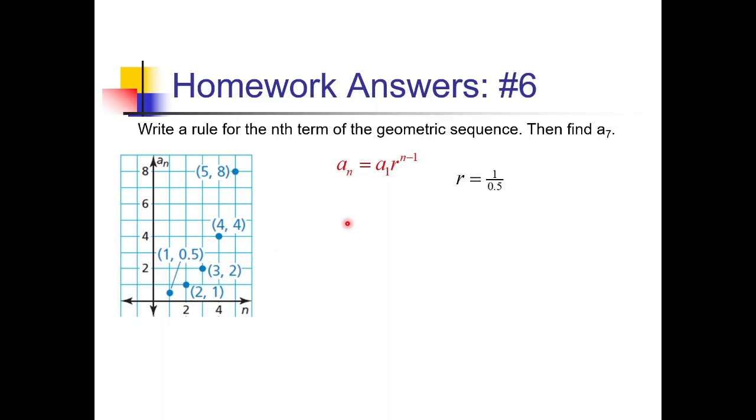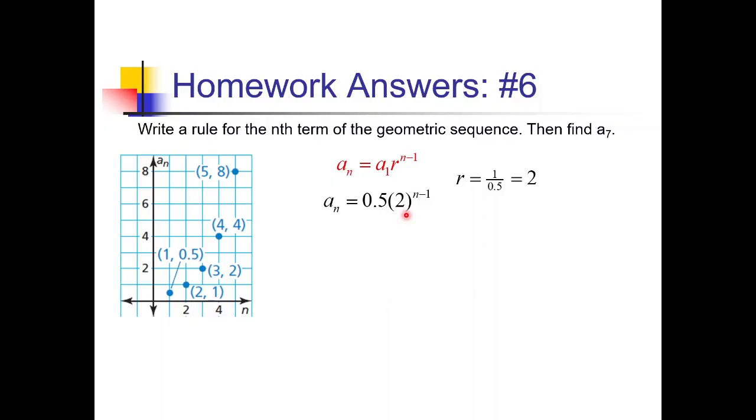Probably the easiest would be to do, well, literally any of these, but I'm going to do 1 divided by 0.5. That comes out to 2. It might have been even easier just to do 2 divided by 1, but hey, we're here now. So the A1 is just the output for your first n value. So 1 comma 0.5, that means our A1 is going to be this 0.5 right here. So we have 0.5 times 2 to the n minus 1.